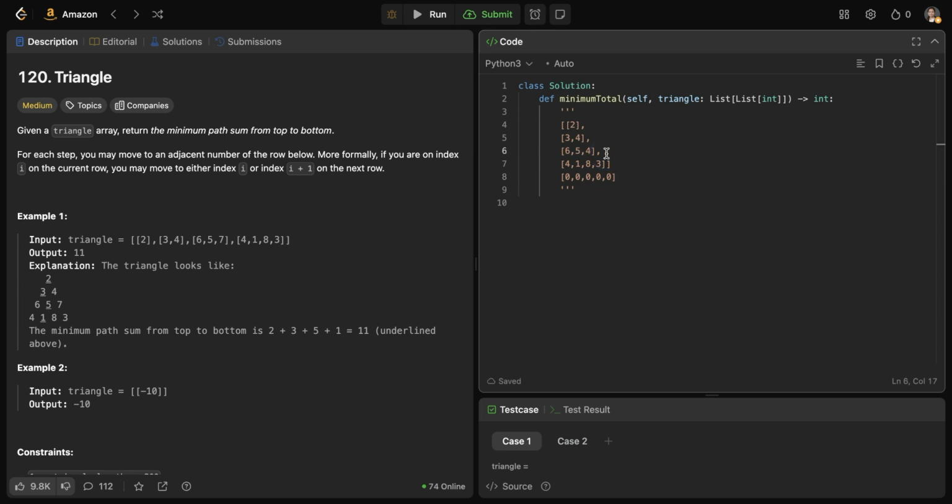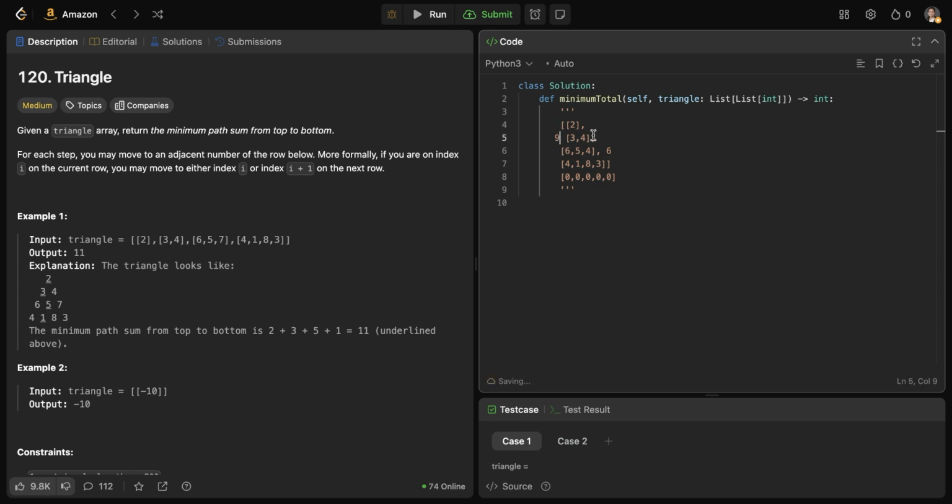So the minimum here in this row would come out to be 6, and that will be through 5, 1 and 0. Now we go up. 3 has 2 children, 6 and 5. And we already know the path from 5, 1, 0 is minimum. So 3 plus 5 plus 1, that is 3 plus 6, 9. So that's the minimum from this side.